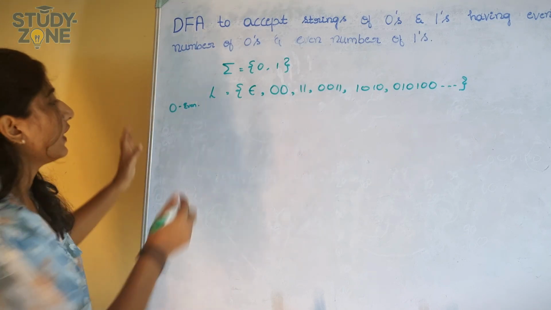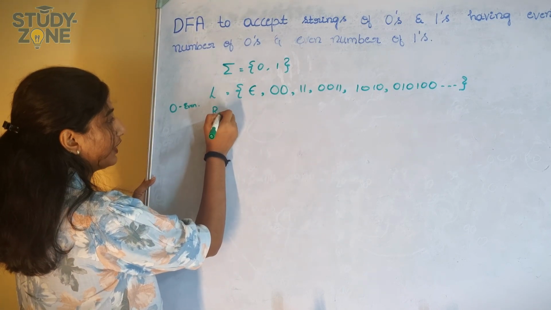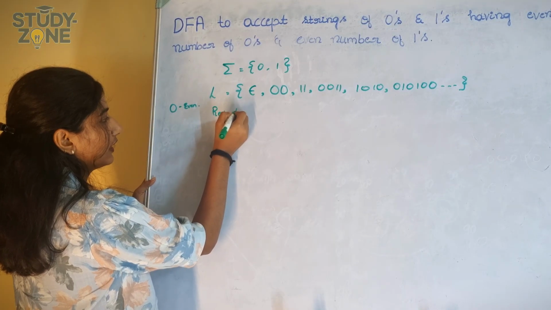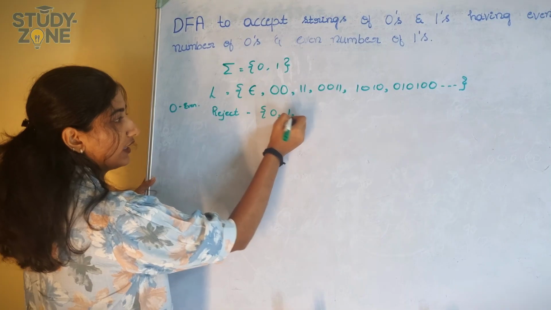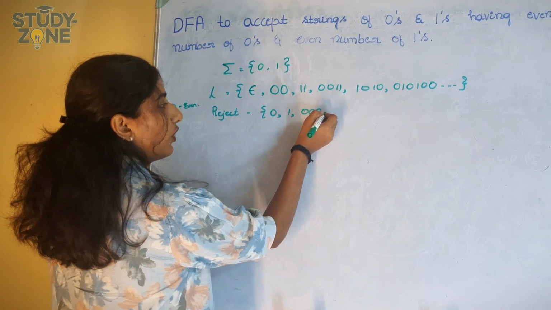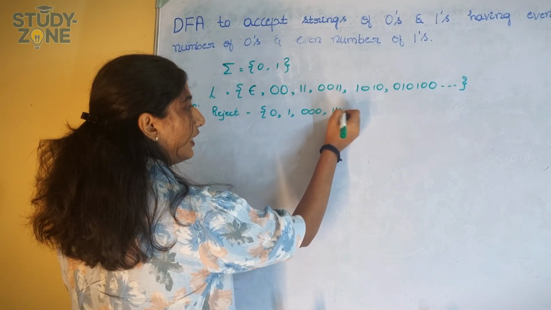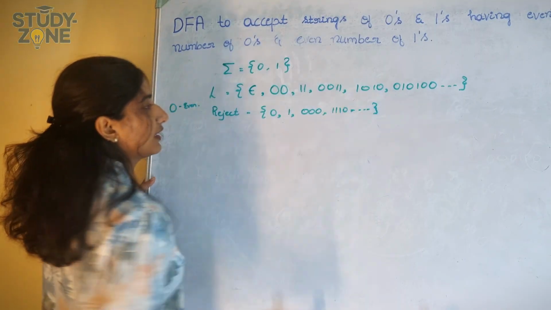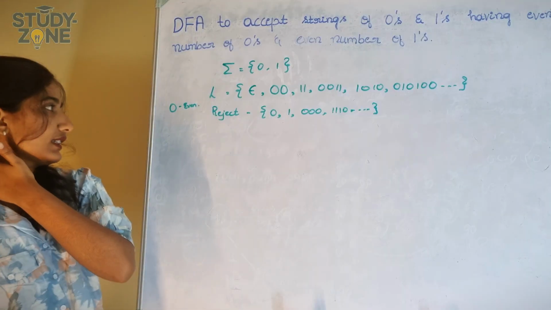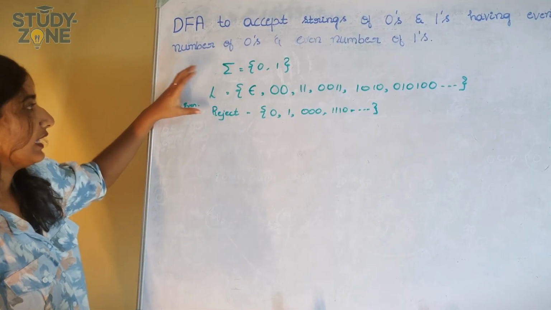Okay, so what do we have to reject? We have to reject strings like 0 1, or 0 0 0, or 1 1 1 0, like this. So we have to reject this kind of strings. Okay, now we have the language.